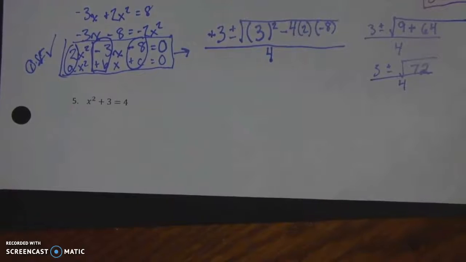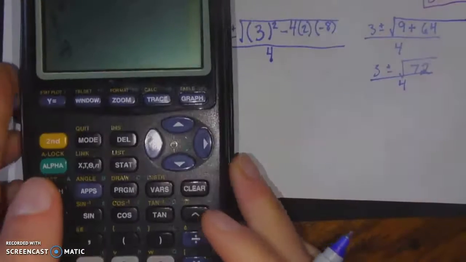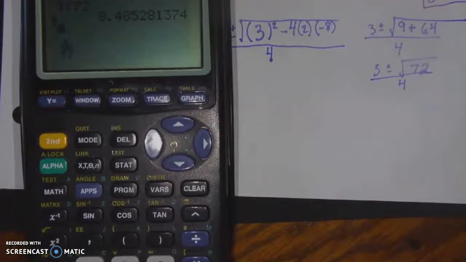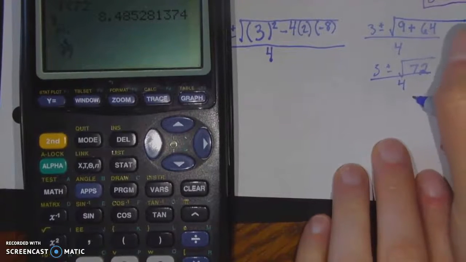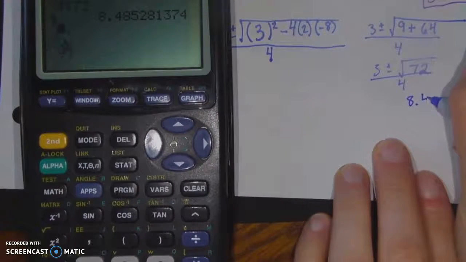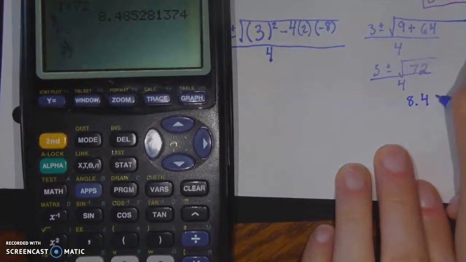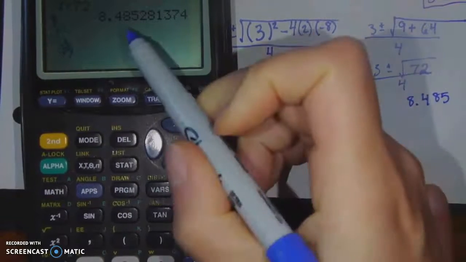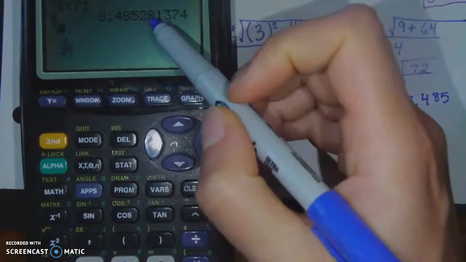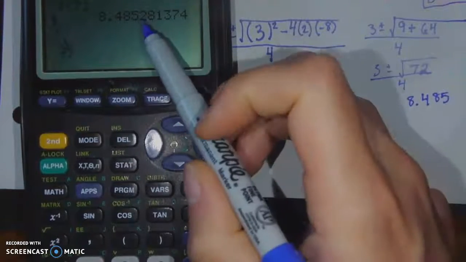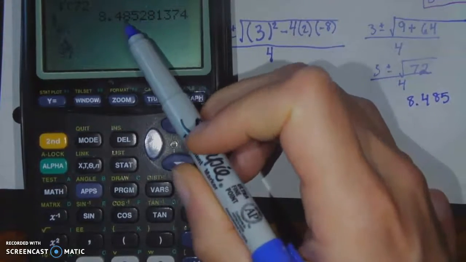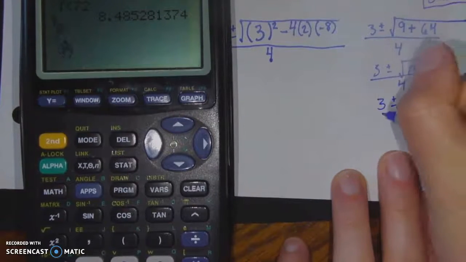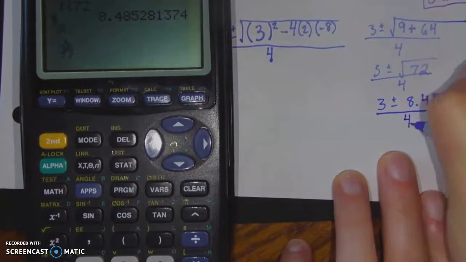Now when I take this in my calculator, I'm going to take the square root of 72 real quick. So the square root of 72 is equal to a decimal value. Now decimal values are not inherently bad, right? It's just a number. So I have 8.485, and I want to keep it long enough that I'm getting enough of the digits in there and rounding this last digit. Because 2 is of course less than 5, we're rounding down. So I have 3 plus or minus that value all over 4.